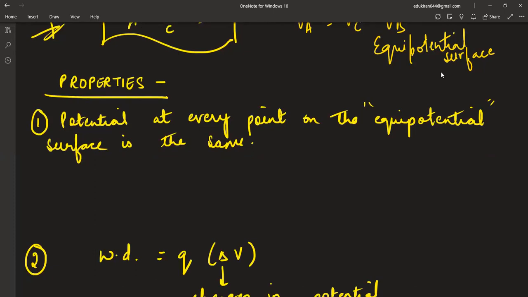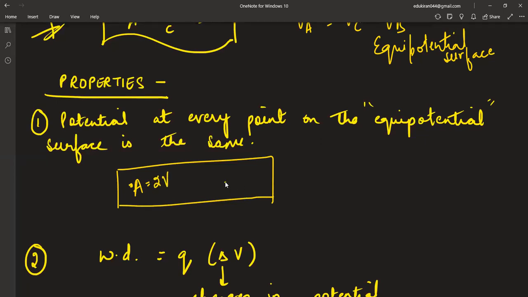Now coming to the properties, please pay attention and understand this. In one, potential at every point on equipotential surface is same, right? This is the first property. That is, if you choose a surface, you take this point, A point, some value is existing, let's say 2 volt. You choose another point, B point. At this also 2 volt is there. Any point you take, you have 2 volt. So VA is equal to VB. If this is valid, then your surface is an equipotential surface.